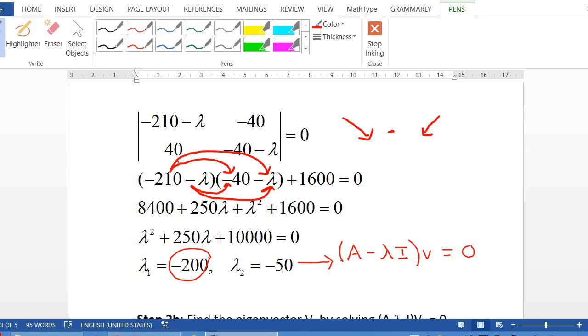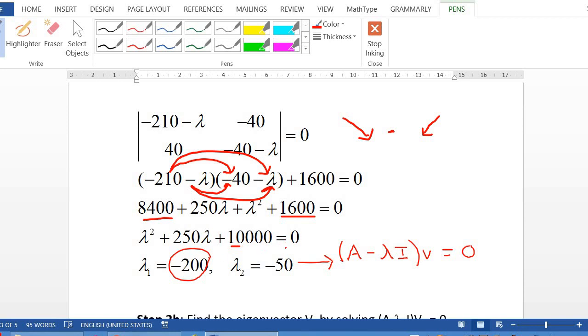And then negative 210 times negative lambda, negative becomes positive. So this one you have positive 210 lambda, and here negative positive plus 40 lambda, so the total is 250 lambda. So negative lambda times negative lambda, you have positive lambda squared plus 1600. So you have lambda squared plus 250 lambda, plus 8400 plus 1600, which will be 10,000.